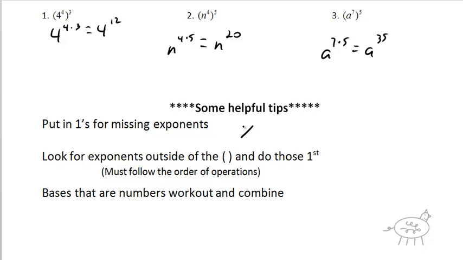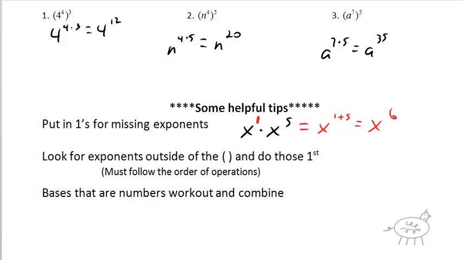So if I had x times x to the 5th, it's a good idea to put a 1 in here, because otherwise you don't really know what to multiply together. You don't know what exponents to add. This is a common mistake: people see an x times x to the 5th and think there's a 0 there, but it's not. It's a 1, because x to the 1 is x. So the answer to this problem is x to the 1 plus 5, or x to the 6th.